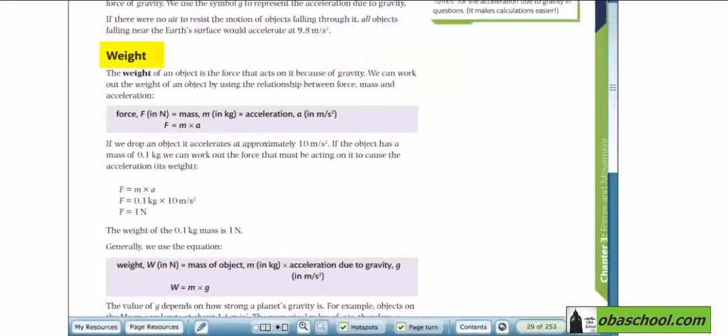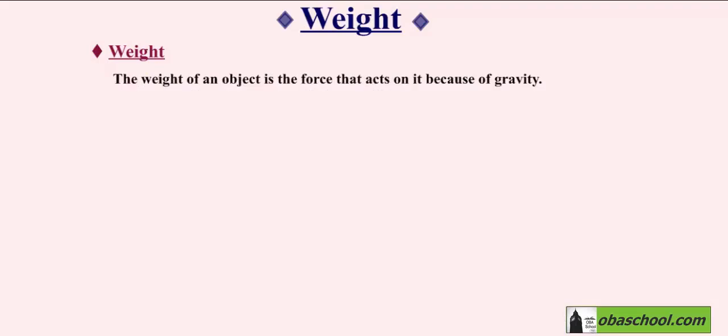In this tutorial, we'll learn more about the weight of an object and the equation of weight, and we'll talk more about acceleration due to gravity. The weight of an object is the force that acts on it because of gravity. Also, it is called the gravitational force.